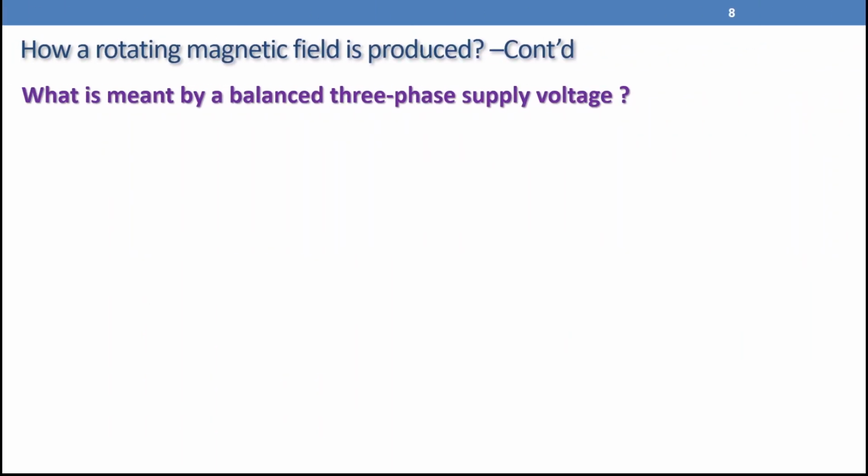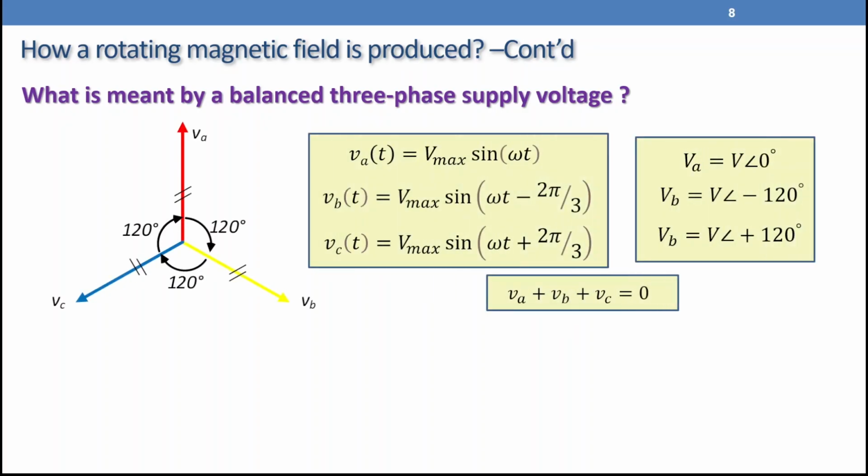So what is meant by a balanced three-phase supply voltage? If you remember in Chapter 0, we had a revision about three-phase systems. If we have three voltages shifted in time, please remember this word, shifted in time, by 120 degrees, where VA of t equals V maximum sine omega t, VB of t equals V maximum sine omega t minus 120 degrees, and VC equals V maximum sine omega t plus 120 degrees.